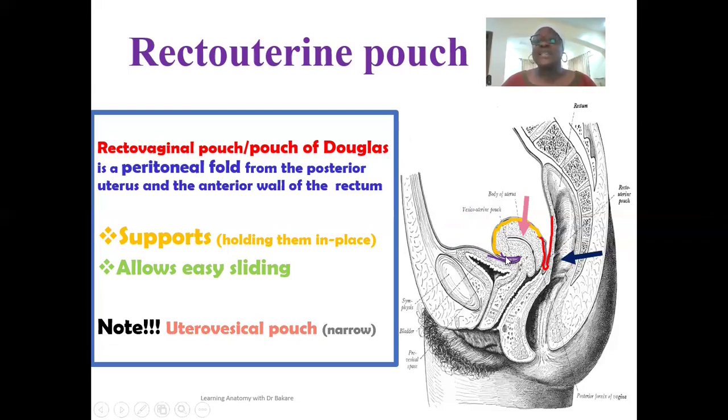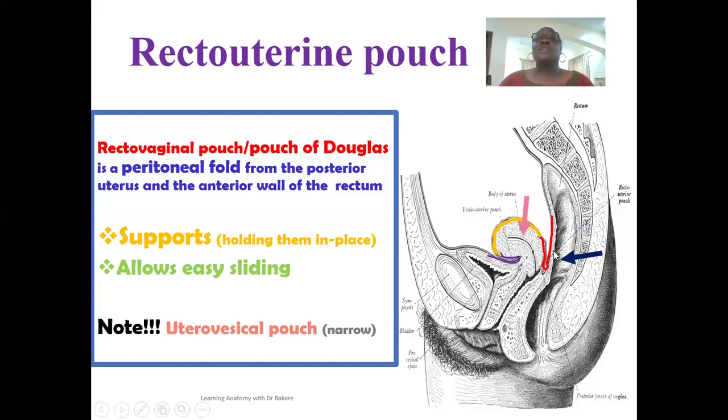This narrowness created by the uterovesical pouch is a result of the anteverted position of the uterus. Because the uterus, we say, is antevertedly placed over the urinary bladder, it is seen to close up the space that is created in the anterior region, specifically where the uterovesical pouch is formed here. And this is why you see that this space is narrow when compared to the rectouterine pouch behind the uterus.